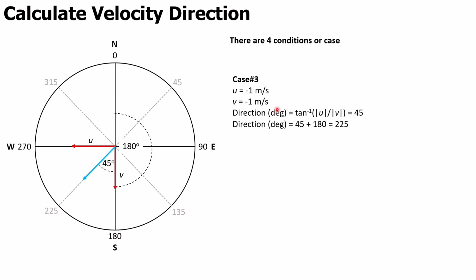In the third case, the u velocity component and v velocity component are negative. Here again, we calculate the angle of the velocity magnitude from the south axis and then we add 180 to get the velocity direction from the north axis. In the last case, the u velocity component is a negative value and the v velocity component is a positive value. We first take the angle of the velocity magnitude from the west axis and then we add 270 degrees to get the velocity direction from the north axis.